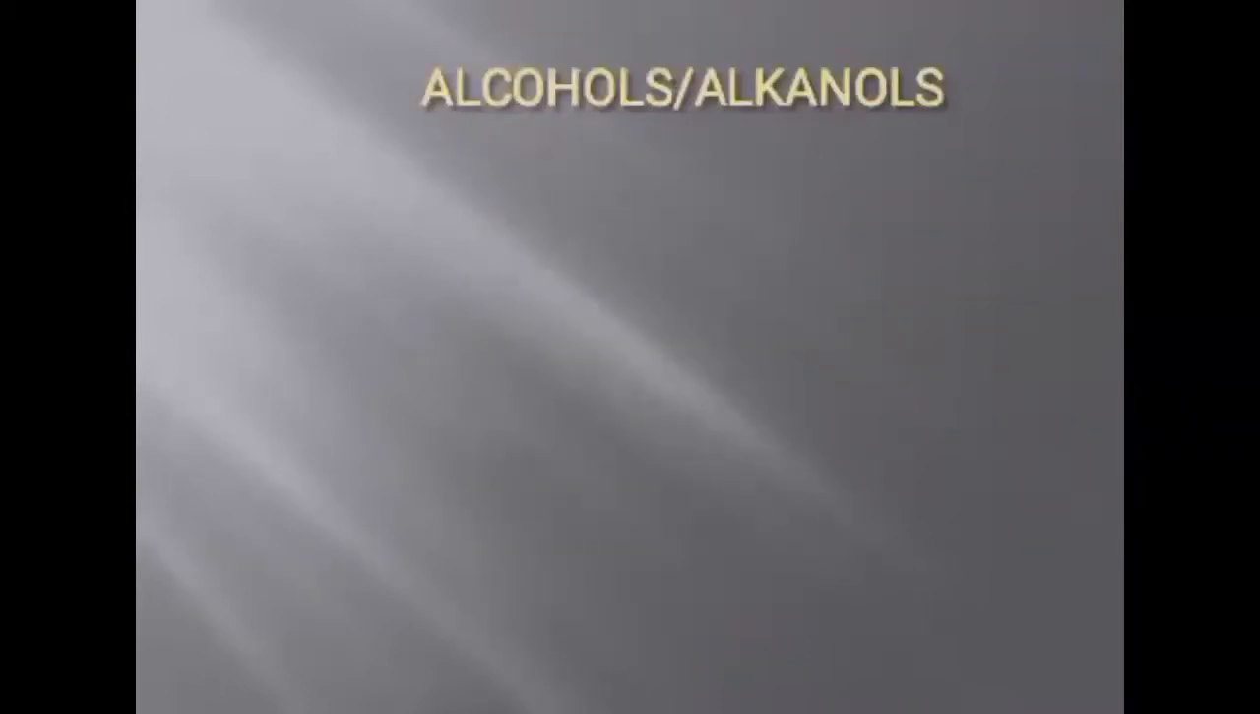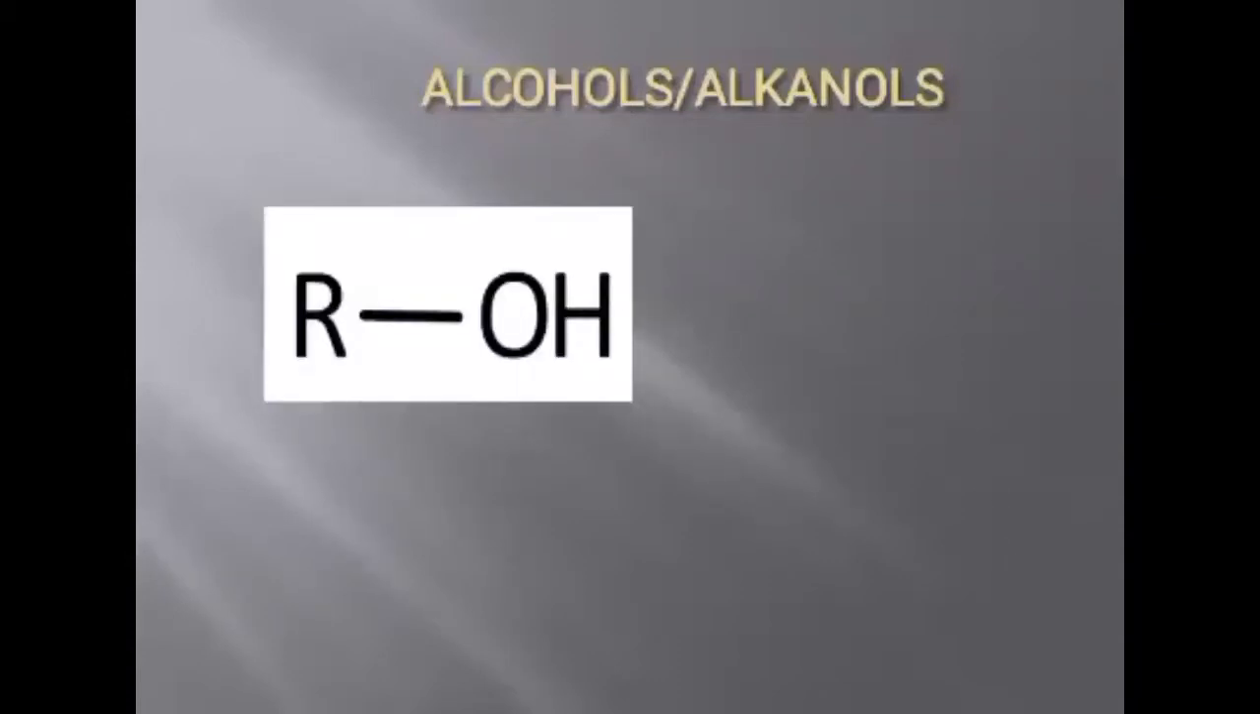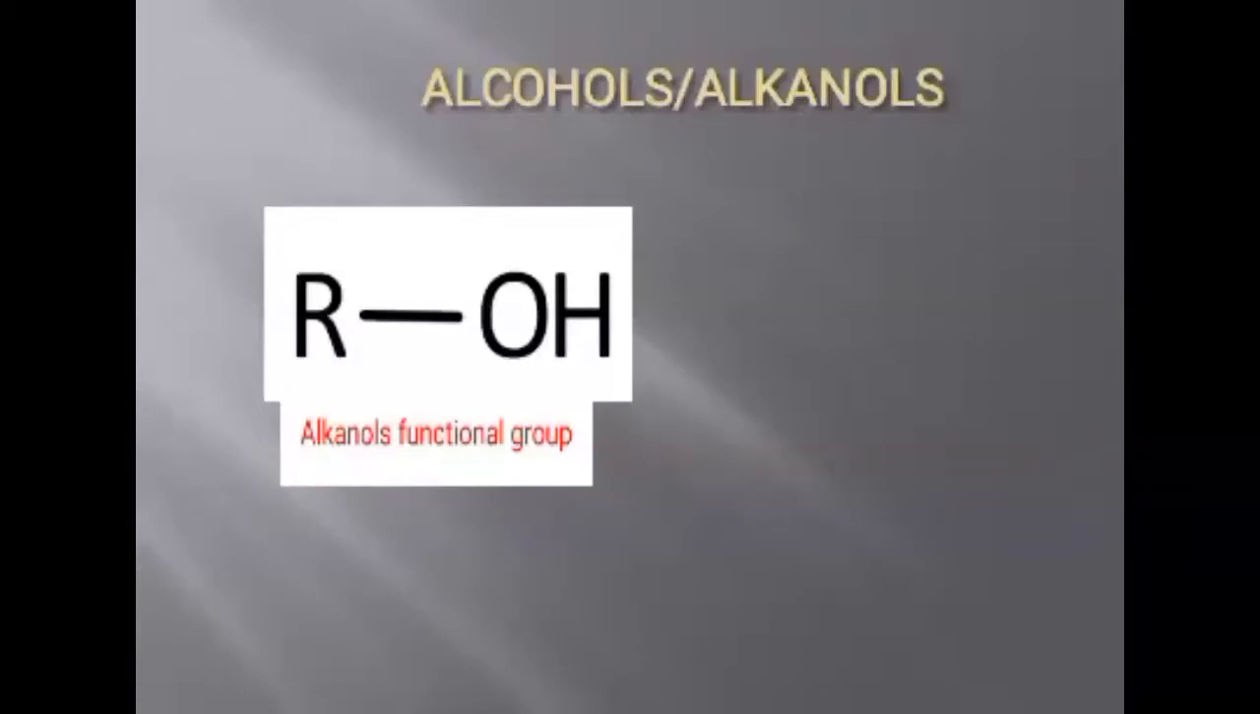Let's look at the other functional groups. Let's look at alcohols. You can call them alcohols or alkanols. The functional group for alcohol is the ROH. The OH actually is the functional group. The R is the organic compound that is attached to the functional group. In this case, the R could be an alkyl compound. What we mean by alkyl is when we have CH3, CH2, and the rest.